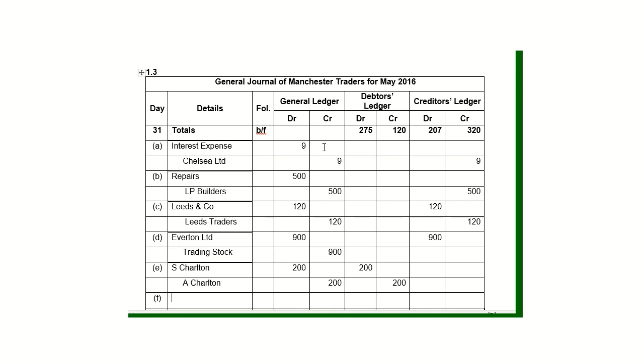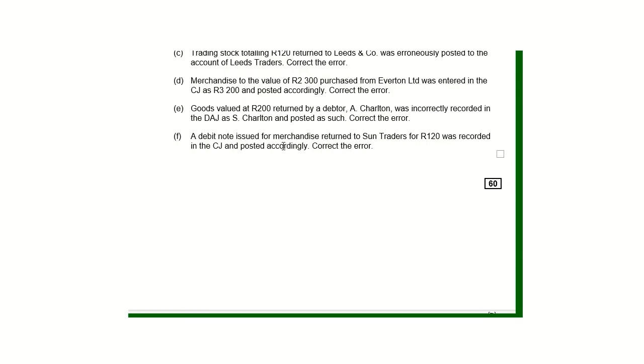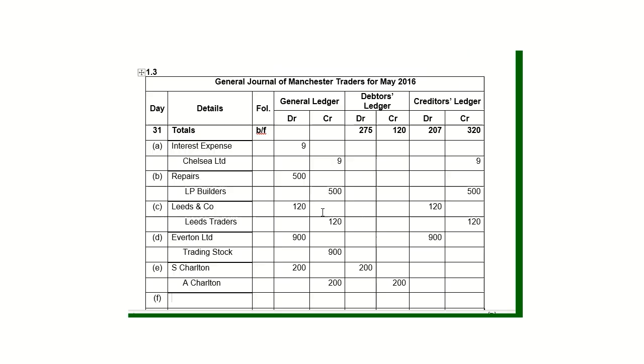That brings us to F. F, a debit note issued for merchandise returned to Sun. Returned to, meaning we returned it to a creditor. 420 was recorded in the CJ. If we return goods, it shouldn't be the CJ, it should be the CAJ. So let's work out how to fix it.